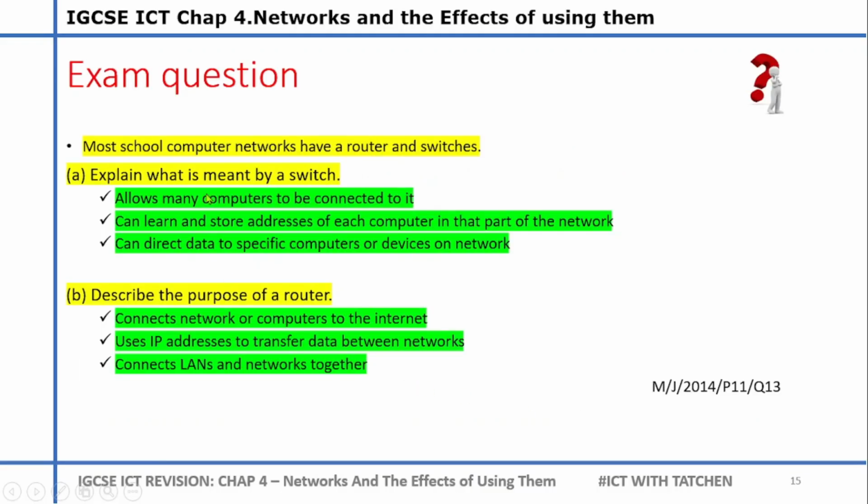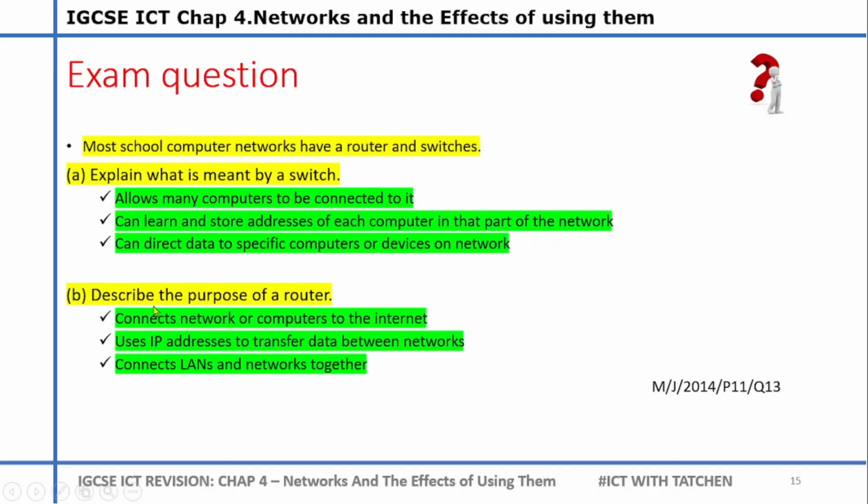Now, this is a question. Most school computer networks have a router and switches. Explain what is meant by a switch. Basically, you describe what a switch is. Say they allow many computers to be connected to it. They can learn and store addresses of each computer in that part of the network. You also want to mention that they can direct data to specific computers or devices on the network using the MAC address of that device.